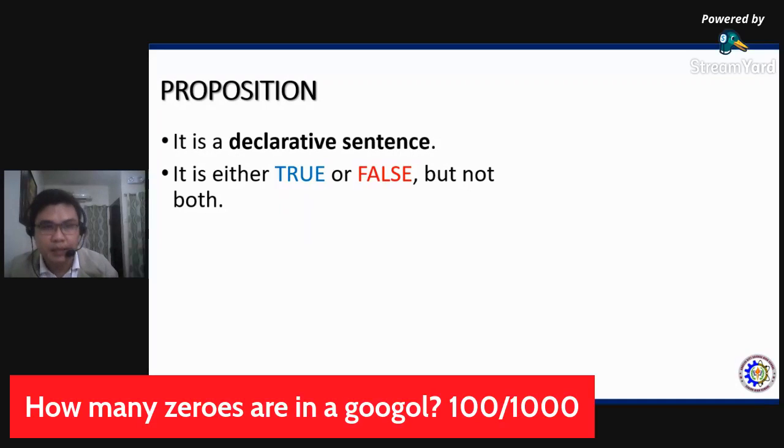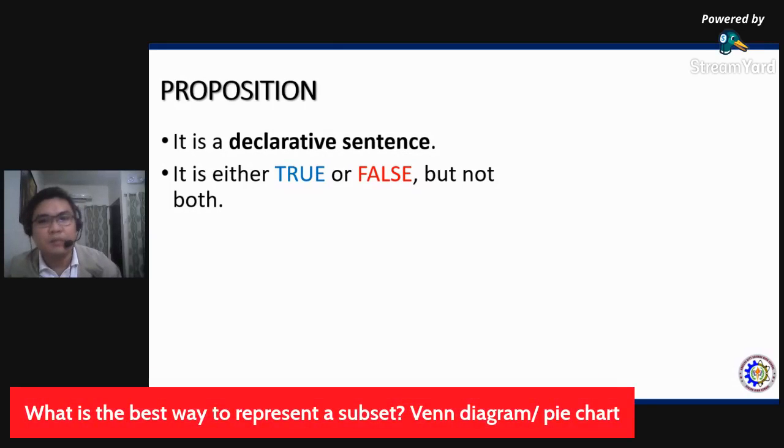That is, it should be a declarative sentence. That means it should not be an interrogative, a statement in question form or asking for information. It should not be an imperative sentence either, like making commands or requests. And also not an exclamatory sentence, that means showing some emotions or emphasis. It should be a declarative sentence, and this declarative sentence, as we've mentioned, should be true or false.